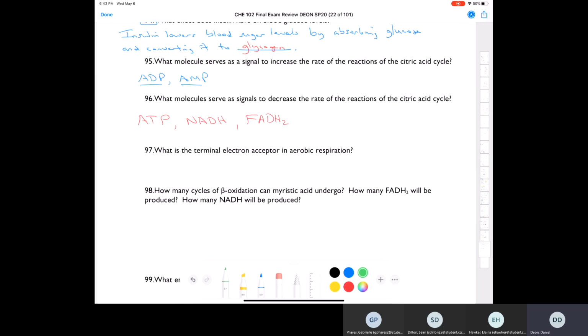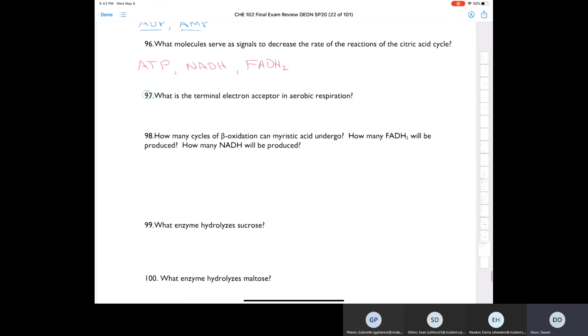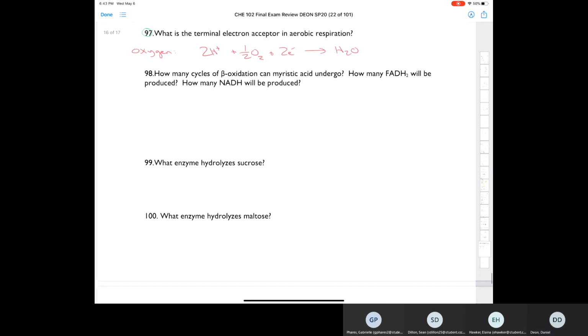Hey, who knows the answer to number 97? What's the terminal electron acceptor in the electron transport chain? Does anybody know? Who gets the last electrons? Oxygen. Yeah, it's oxygen. Absolutely. So we'll put here oxygen, because we take 2 protons plus half an oxygen and 2 electrons, and we end up forming water. So yes, Sean, you are correct. It is oxygen. Perfect.